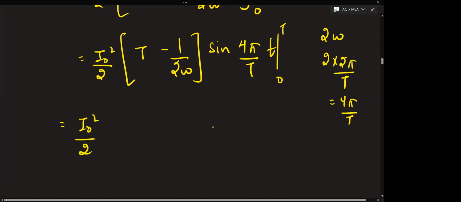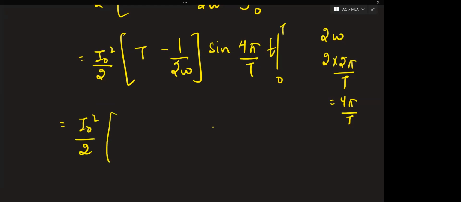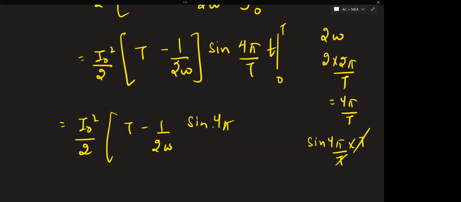1 by 2 omega has been taken common. Now, see what is left: T minus 1 by 2 omega. Now, write down the powers. This becomes sine 4 pi, because capital T will get cancelled. See, sine 4 pi by T is there, multiplied by capital T. That will give you just sine 4 pi. So sine 4 pi I have written, minus this sine 0.